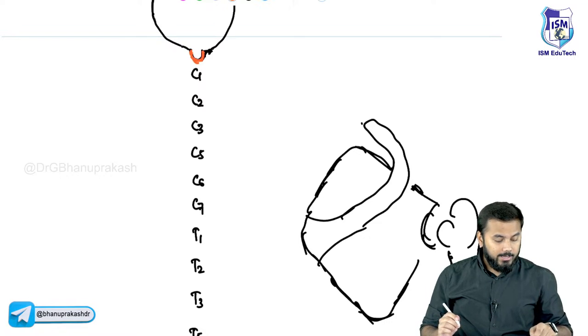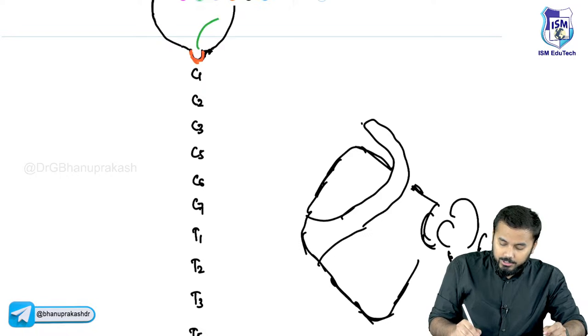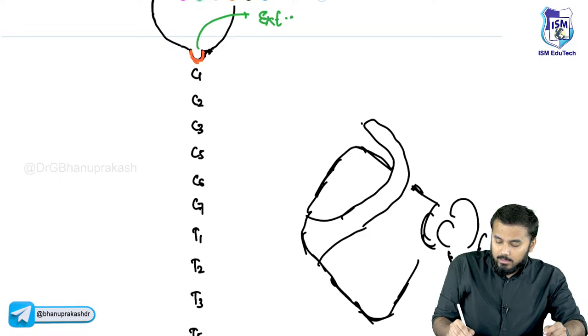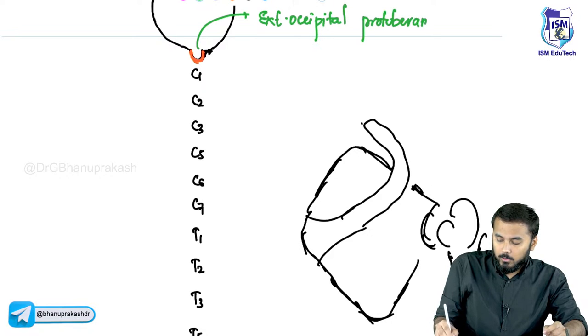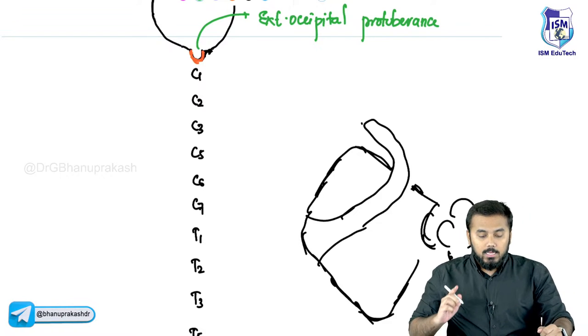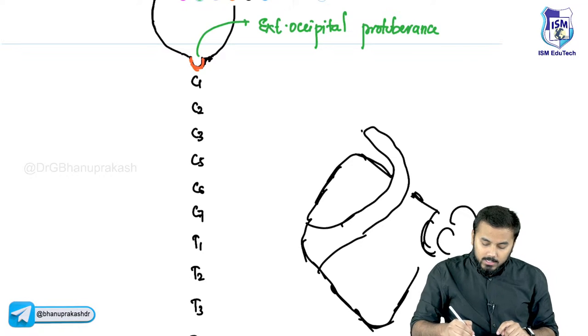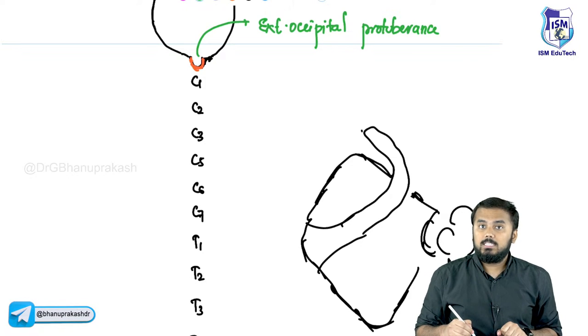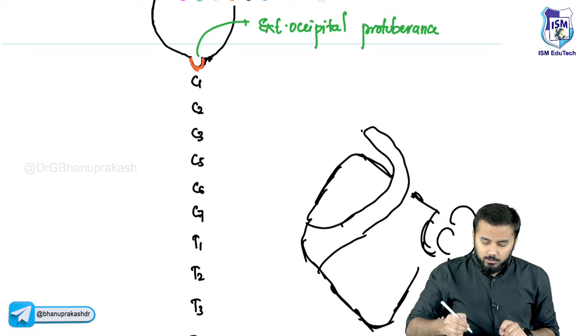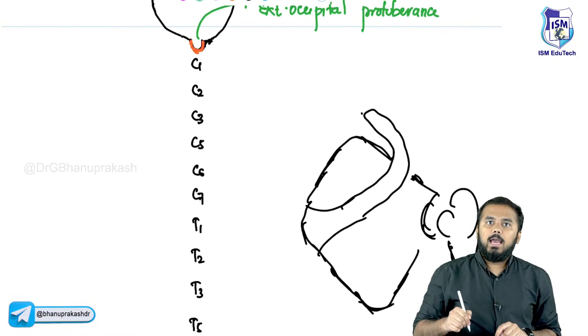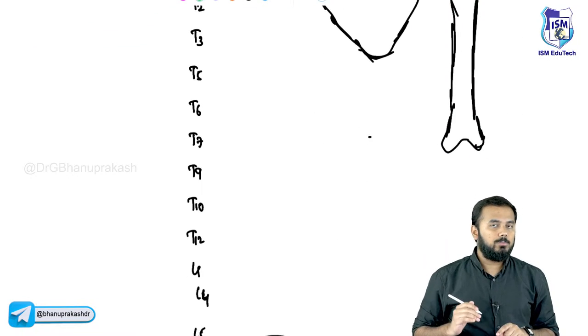Harsh, are you understanding? So, this is the external occipital protuberance. Now, the next important thing: by the way, what are these guys? These are vertebrae, not spinal segments. These are vertebrae, C1, C2, C3. And intentionally, I have missed some vertebrae here to save space, okay?